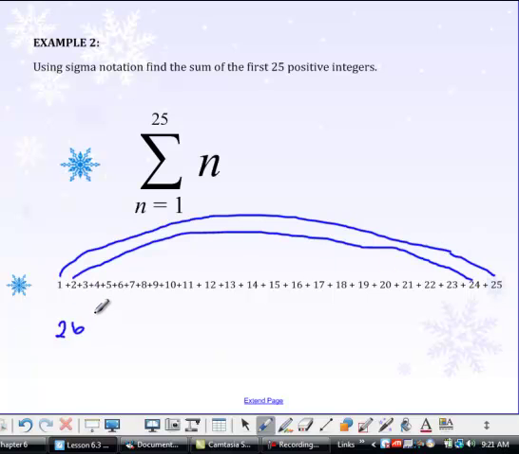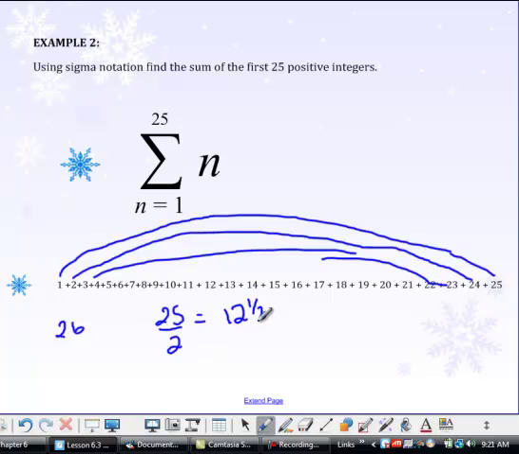Well, an easy way to do it, instead of drawing all these arcs and running out of room, was 25 divided by 2 gives me 12 and a half pairs of numbers. And each pair is worth? 26. So I'm going to take 12 and a half pairs and times that by 26.